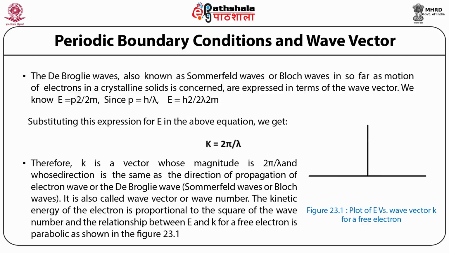It is also called wave vector or wave number. The kinetic energy of the electron is proportional to the square of the wave number, and the relationship between E and K for a free electron is parabolic as shown in figure 23.1.